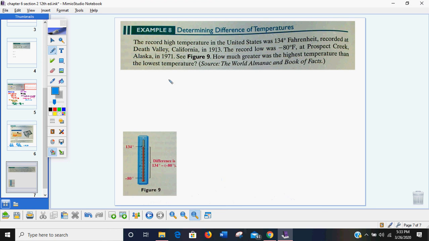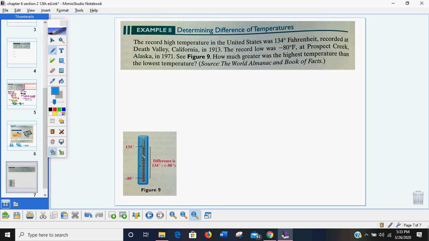On the next one, we have the record high temperature in the United States is 134 degrees Fahrenheit, and that's in 1913. The record low was negative 80. Now they want to know how much greater is the highest temperature than the lowest temperature. So we're actually going from negative 80 to 134.